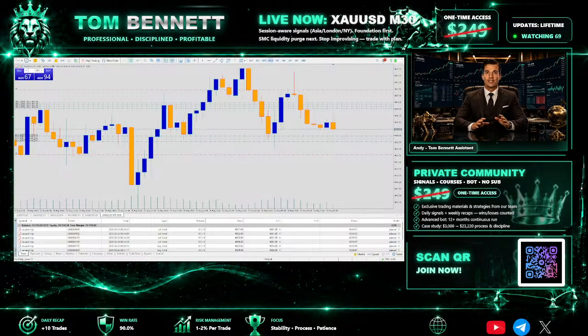A random rejection candle is not enough. A random structure break is not enough. Confirmation only matters when it confirms a well-prepared idea.